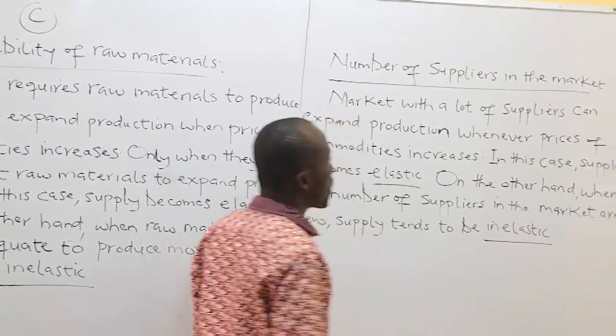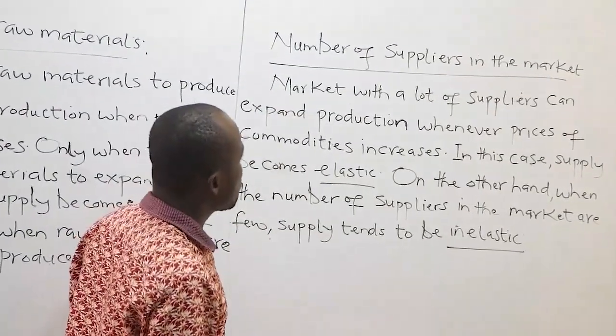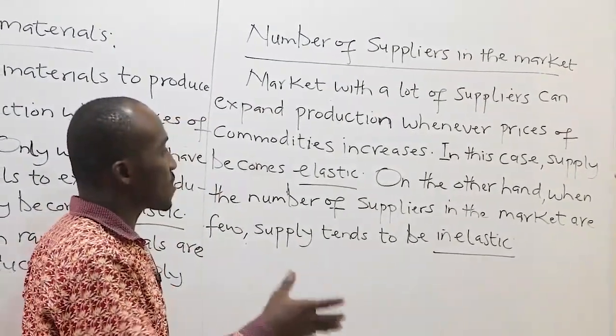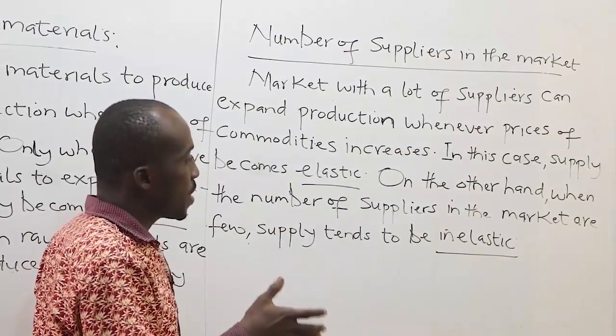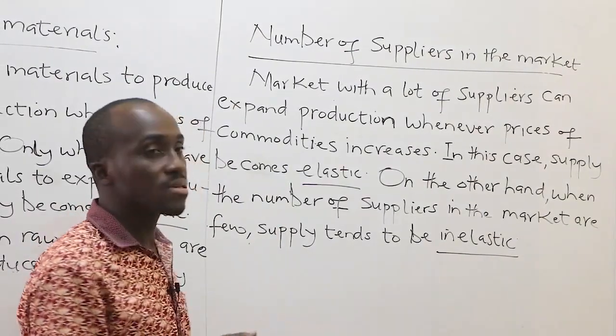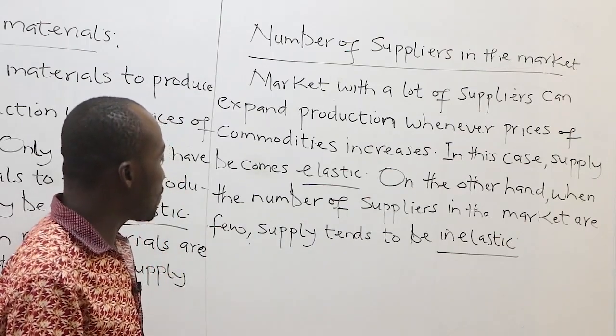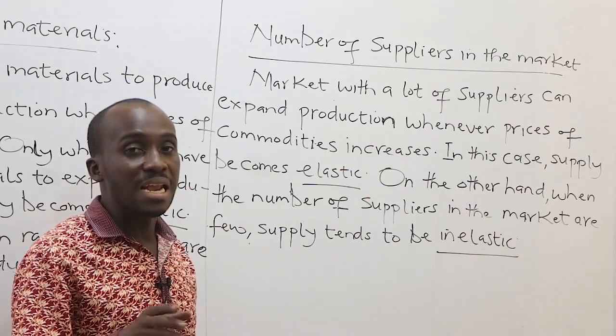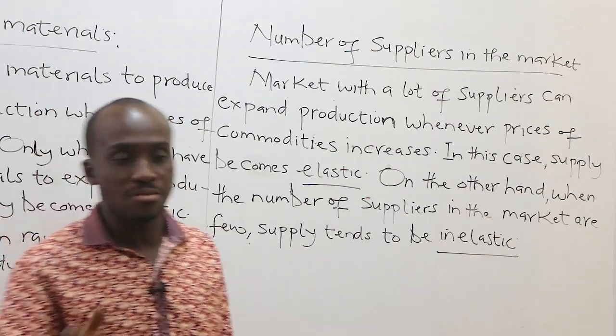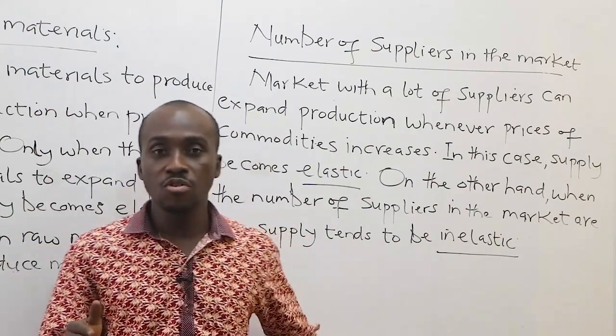Number of suppliers in the market. A market with a lot of suppliers can expand production whenever the price of the commodity increases. In this case, supply becomes elastic. On the other hand, when the number of suppliers in the market is few, supply tends to be inelastic. Also, the number of producers in the market is very important. It's very pertinent for you to understand.